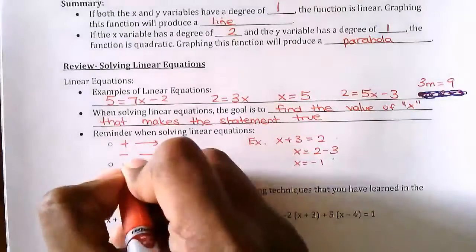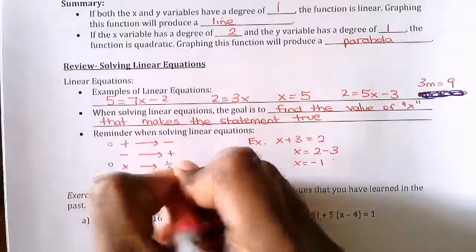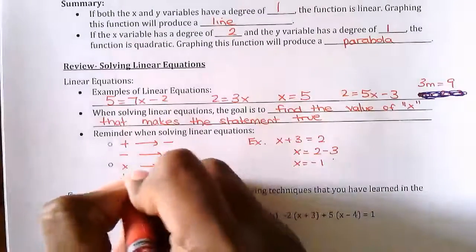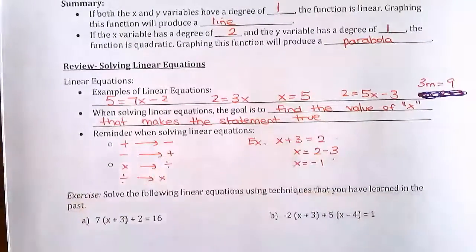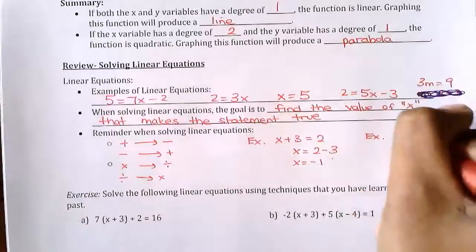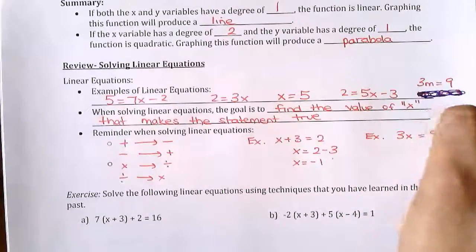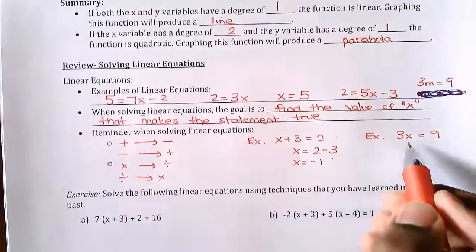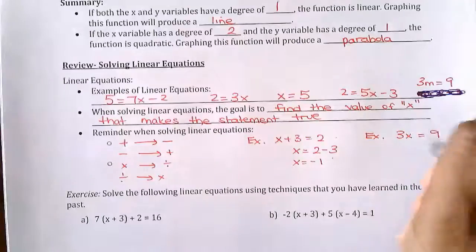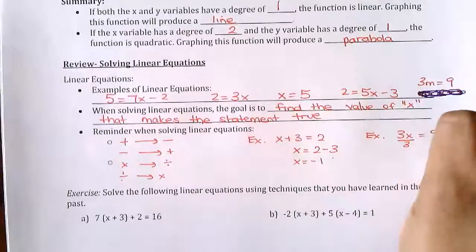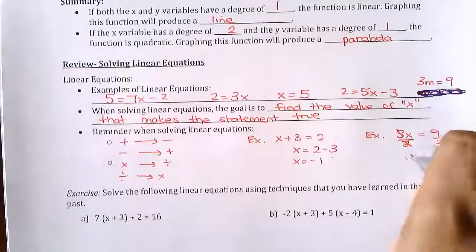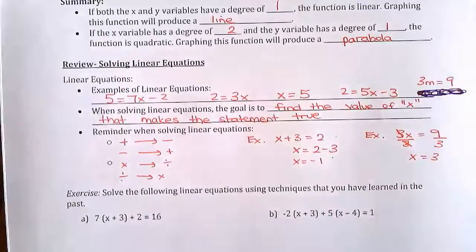The other opposites you need to remember is if there's a multiplication on one side, it'll become a division on the other, or a division will become a multiplication on the other side. And a quick example of that is if I had 3x is equal to 9. Here, the x is being multiplied by the 3, so to isolate for the x, I need to do the opposite. Divide both sides by 3. The 3's cancel out. I'm left with x is equal to 3.